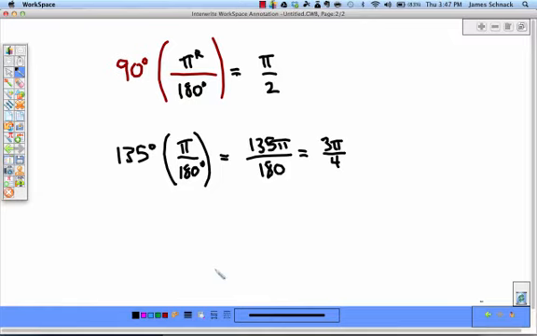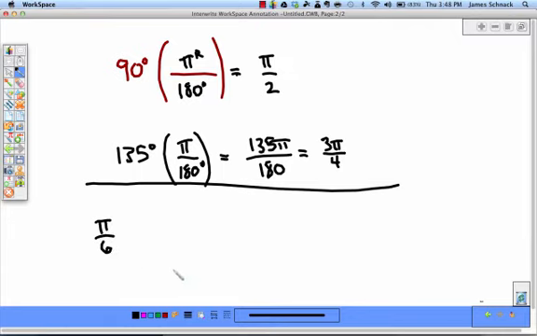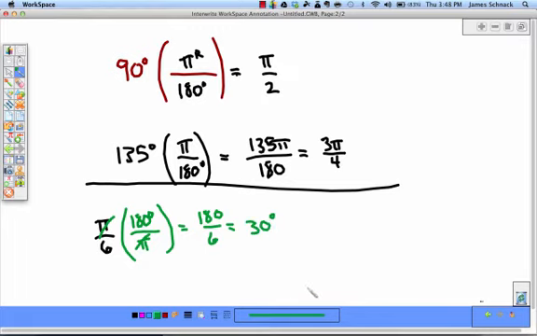So where do we go from here? Well, let's convert the other way. Let's say I have pi over 6 radians, and I want to know how many degrees that is. Well, to make that conversion, we multiply by the reciprocal of this one. We want the radians to cancel. Pi was the number of radians. That's going to go on the bottom. 180 degrees on top. The pi's will cancel, leaving us with 180 over 6, which we all know is 30 degrees.